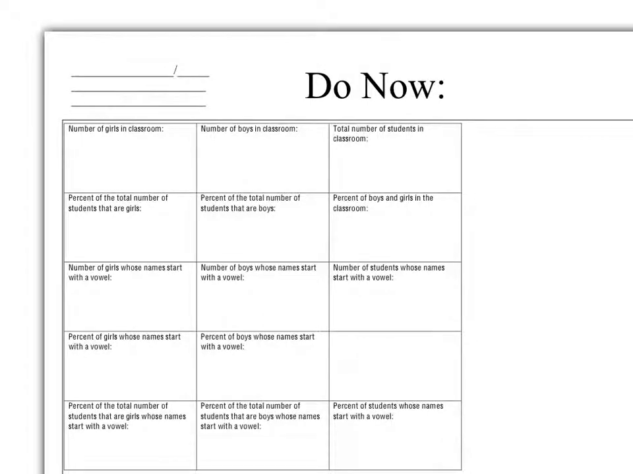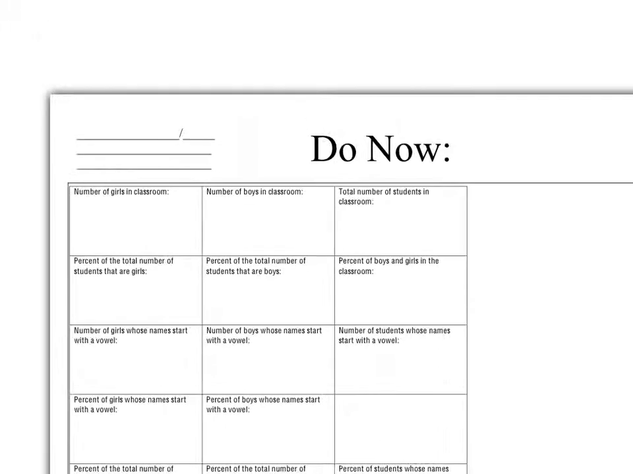All right, so looking at this, your do now is really dependent on the classroom composition of your room. However, we'll just go ahead and make some stuff up for the sake of this lesson. Let's say there are 10 girls and 20 boys in the classroom. You should be able to determine the total number of students in the classroom is 30. Percent of the number of students that are girls.